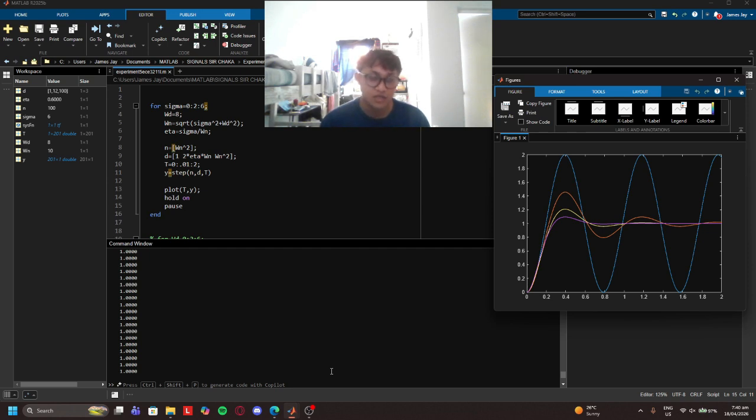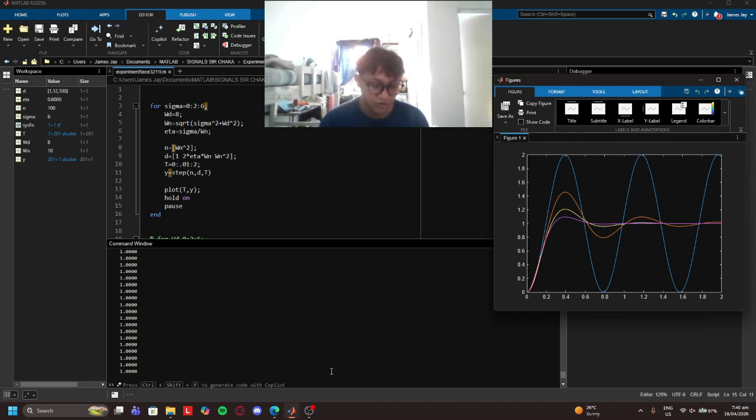Lastly, some notes to myself. First, always remember that dominant poles determine the overall behavior of the system. And second, increasing damping reduces overshoot but can slow down the step response.